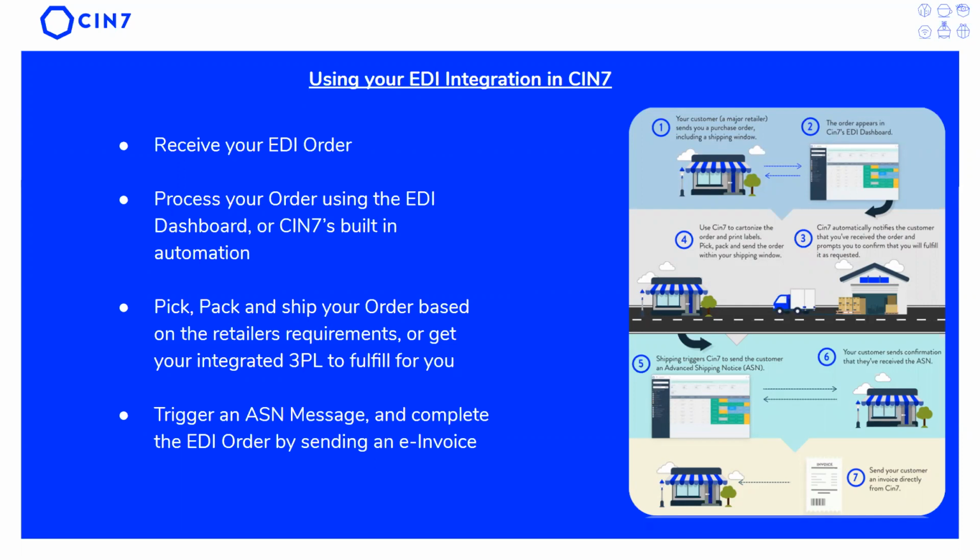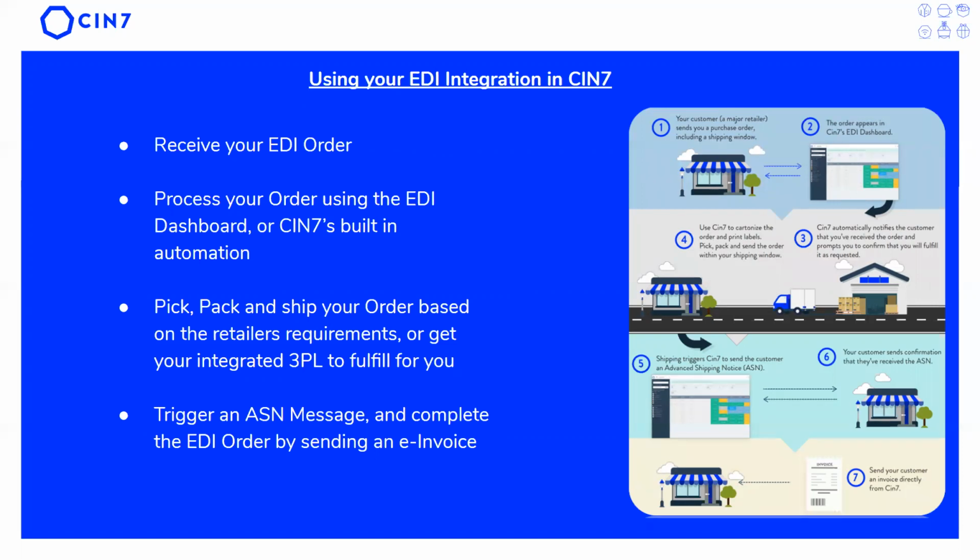So what Cin7 does is it translates that purchase order coming from the retailer into a Cin7 sales order ready for you to fulfill. The order arrives into the sales order module, and it looks exactly like a Shopify order or an Amazon seller order, or even a manually created sales order. So this means it's got all the details required to fulfill that specific order.